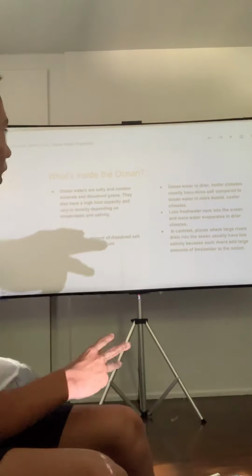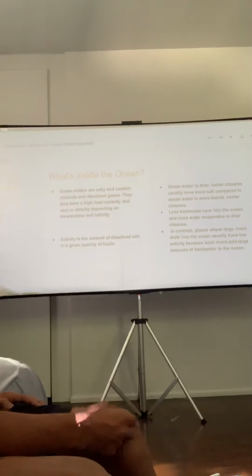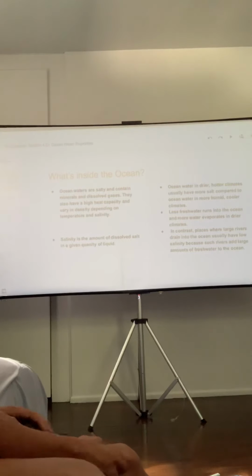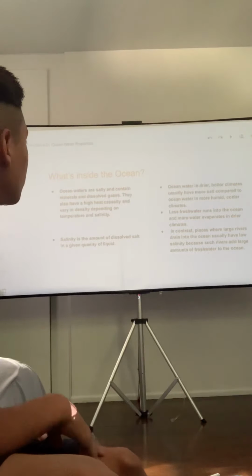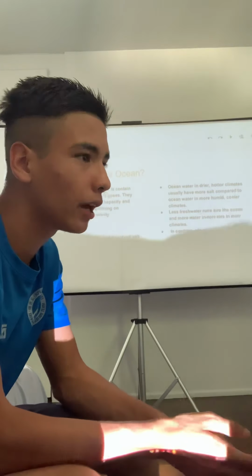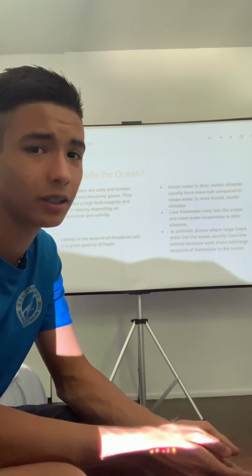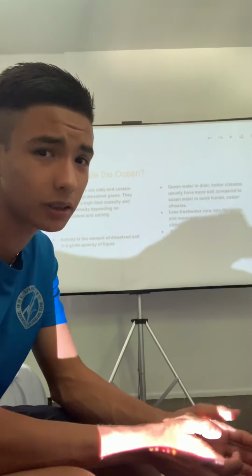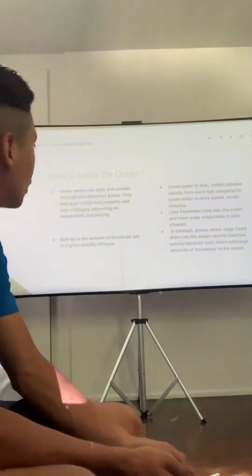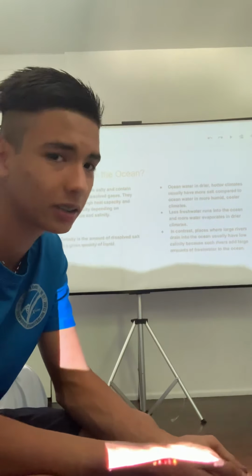So I'm going to go to the third bullet point now, and it's going to be about how ocean water in drier, hotter climates usually has more salt compared to ocean water in humid, cooler climates. So basically, let's say you have a super cold ocean. None of the heat from the sun is going to come down and heat up the components inside the ocean, so it's not going to create any salt. But if it was hotter, then that's when it's going to create more salinity.